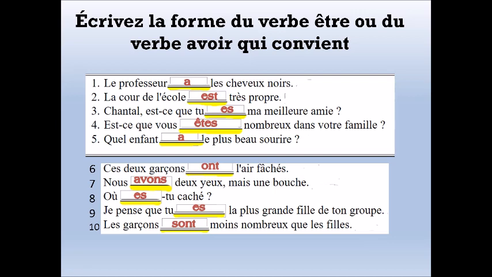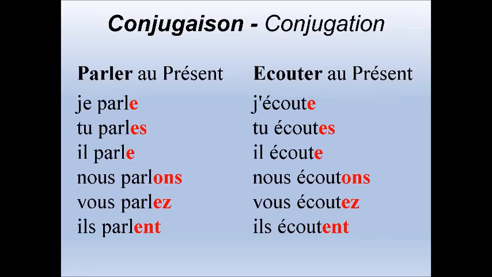Numéro 10. Les garçons sont moins nombreux que les filles. Now, certainly here along the way, you might not know these sentences, but certainly with your effort and want to learn, you can just look up, use Google Translate to translate what cheveux noirs means, or what enfant means, ou deux garçons, ou fâché means to be upset, ou 2 yeux, mais une bouche, that's an easy one, ou caché, what does that mean? Or what does la plus grande fille mean also? So I really want you to get involved and to do this on your own. And if you really want to learn, this exercise really helps you to learn the basic verbs, être and avoir.